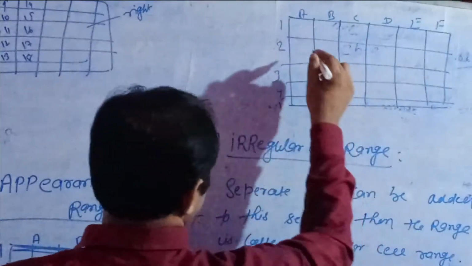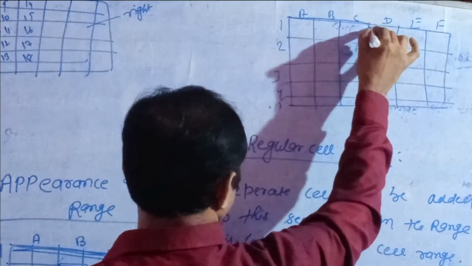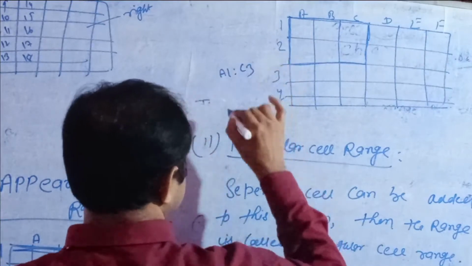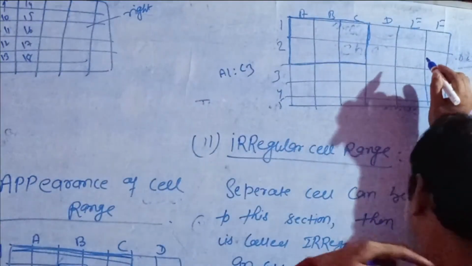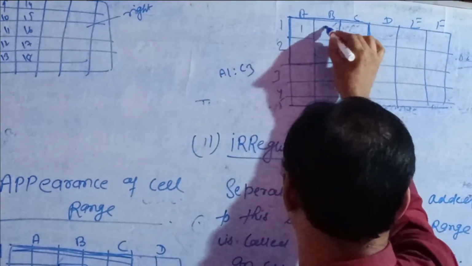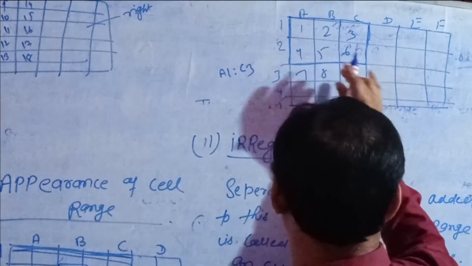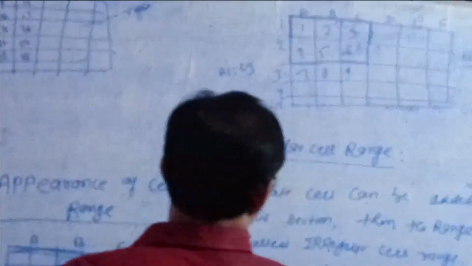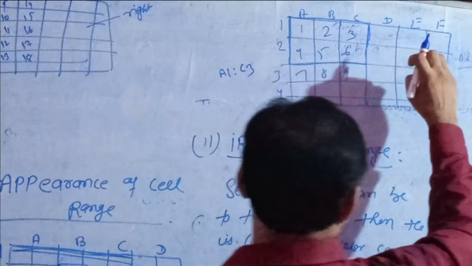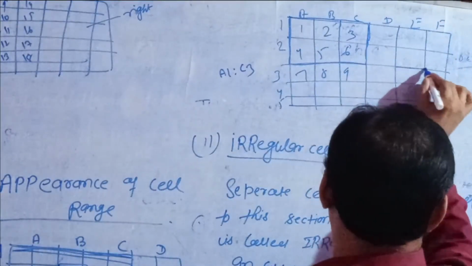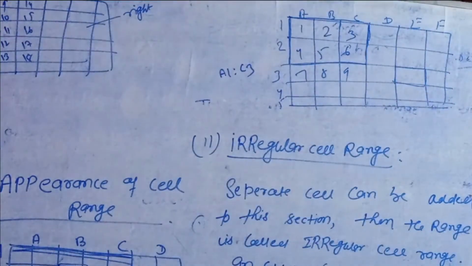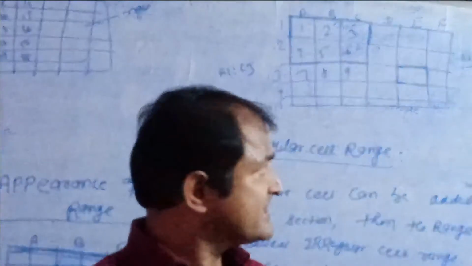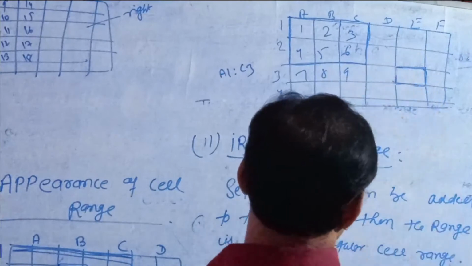Suppose I select A1 to C3. This total area I select. Suppose the values are put in this Excel sheet, and the total of all values is added in E3. I put the total value in E3, so then I select the E3 area. This is called an irregular cell.